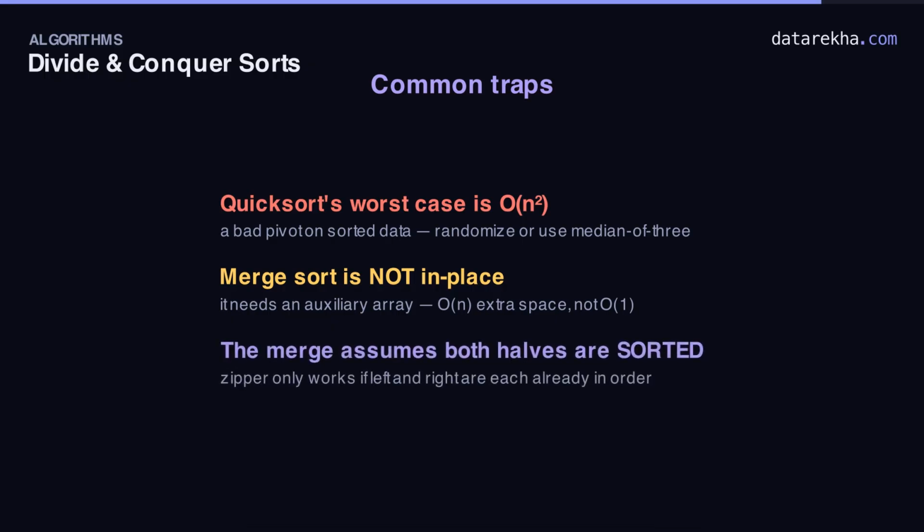Trap 3. The zipper merge only works because both halves are already sorted. Take the fronts of two unsorted lists and you get nonsense. Sorting the halves first is what earns you the linear merge.